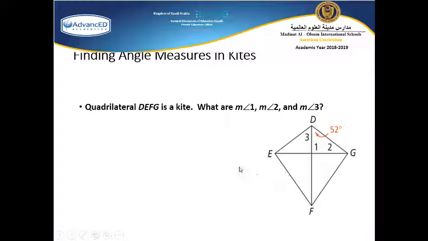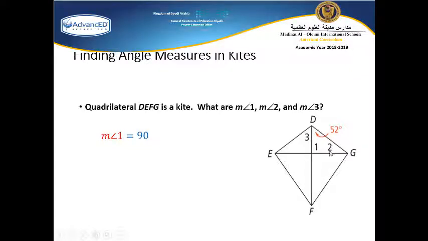Let's solve this question. Quadrilateral DEFG is a kite. What are the measures of angle 1, 2, and 3? Since the two diagonals are perpendicular, then the measure of angle 1 equals 90. What about the measure of angle 2?